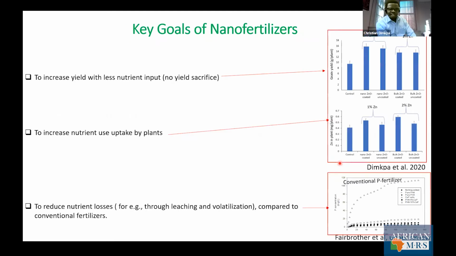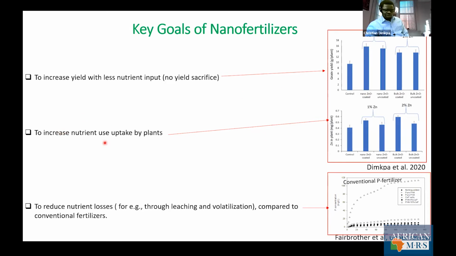So the key goals of nanofertilizer, of course, the first thing will be to increase yield, and it's likely we can do so with less nutrient input into the biosphere. You see this graph here. This is the control with no nanofertilizer, just with the normal NPK. When you add nitrogen, urea coated with zinc, you see the increase, and the zinc is used at 1%. 1% zinc is used on the urea for coating. And this is the bulk, the normal zinc that farmers use. You coat it with 2%, you get the same yield. So you can increase yield compared to the control, but compared to the bulk, you can use less. So you can increase yield and use less with no sacrifice.